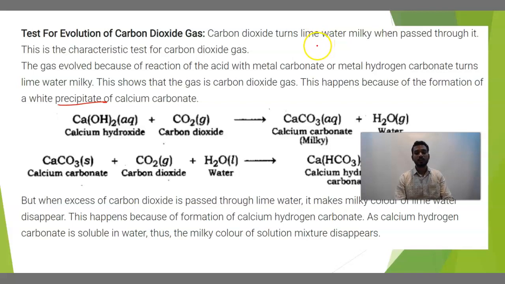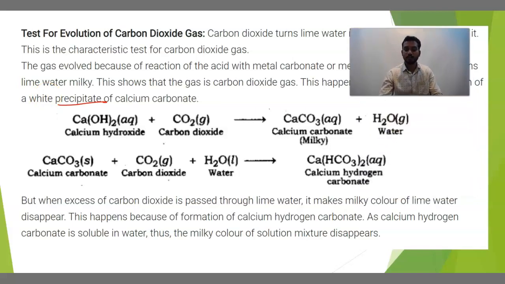This is a characteristic test for carbon dioxide gas. The gas evolved because of the reaction of the acid with metal carbonate or metal hydrogen carbonate turns lime water milky. This shows that the gas is carbon dioxide. This happens because of the formation of a white precipitate of calcium carbonate.